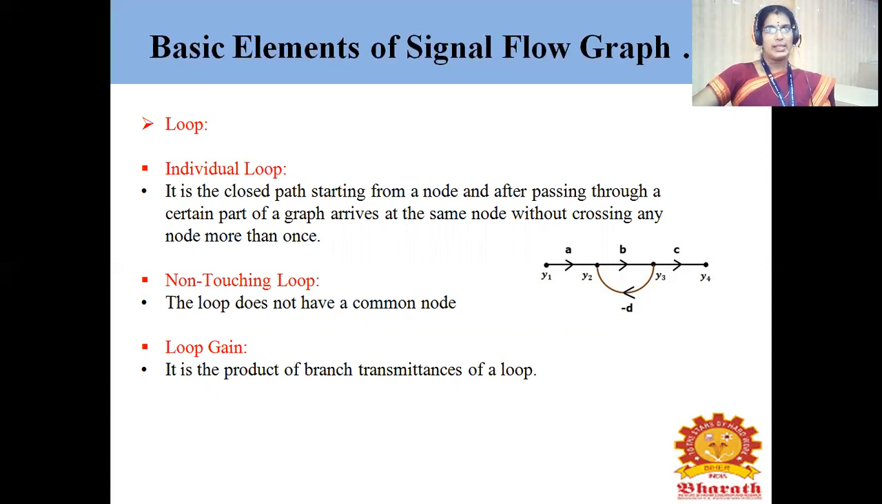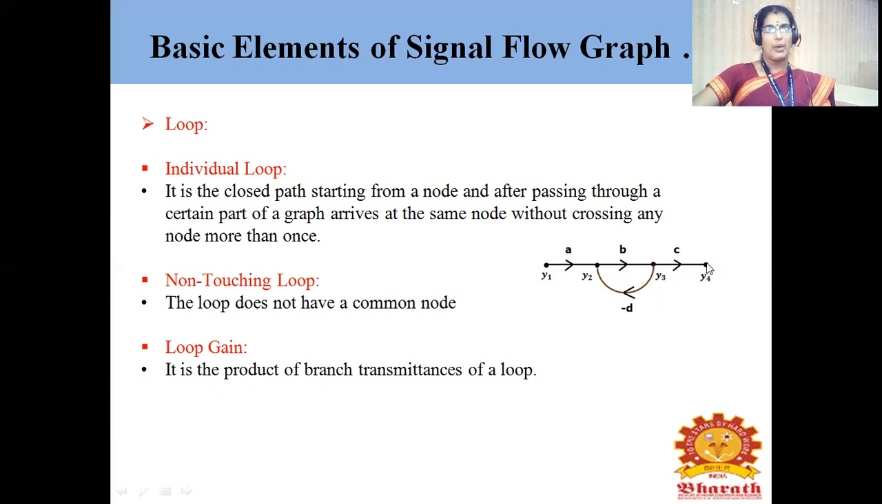For example, in the same thing, if I'm going to have one more loop here, we are having this one loop: Y2, Y3, and again it is returning back to Y2. So the signal is not crossing any other node more than once. Starting and ending point alone is same. Remaining all, it is crossing the other nodes only once.